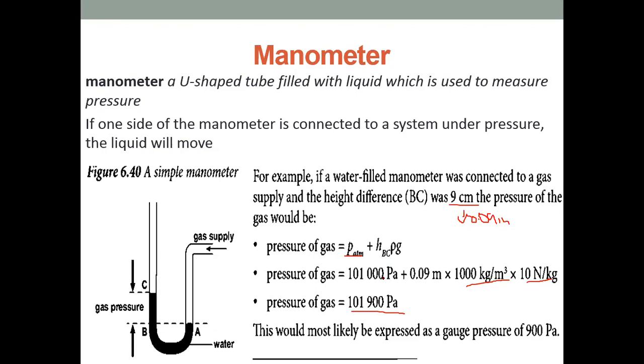Okay. So what is the gauge pressure over here? When you subtract atmospheric pressure from the gas pressure, this is the actual pressure that we find. We are going to find around 900 Pascal gauge pressure over here for this system. Okay, the difference is between atmospheric pressure and absolute pressure.